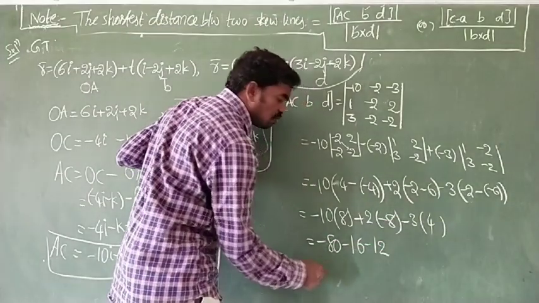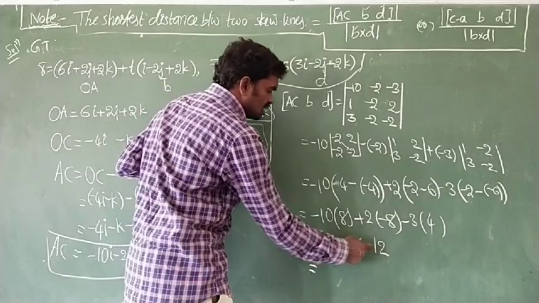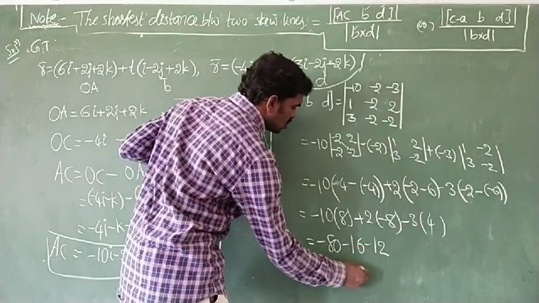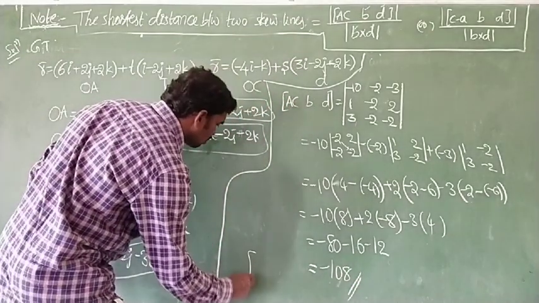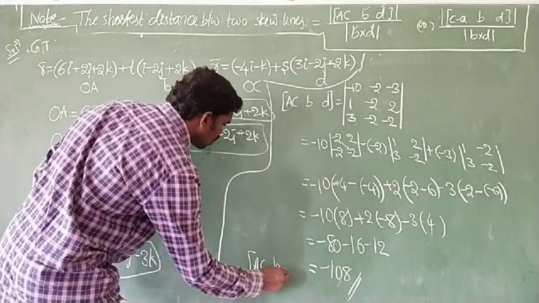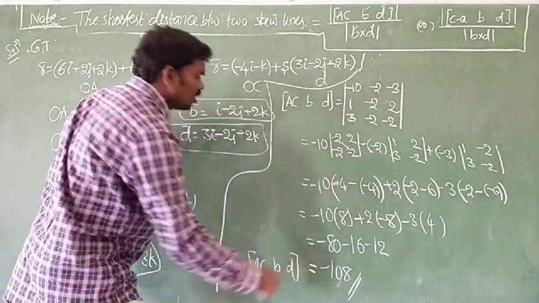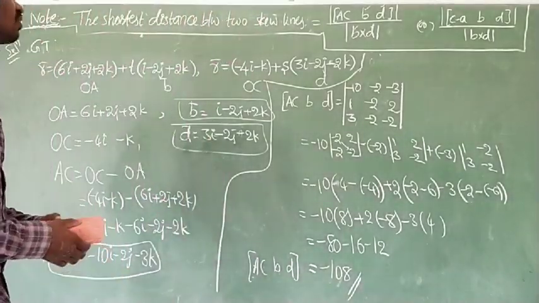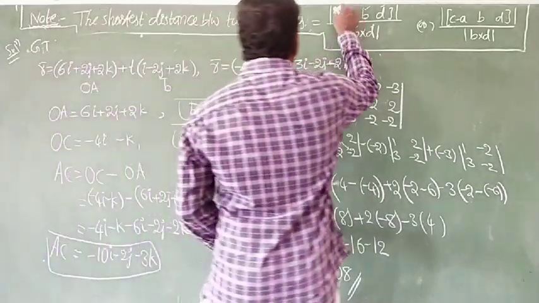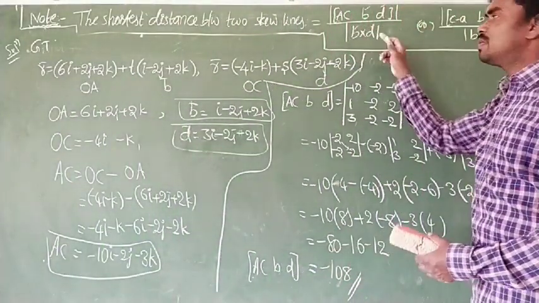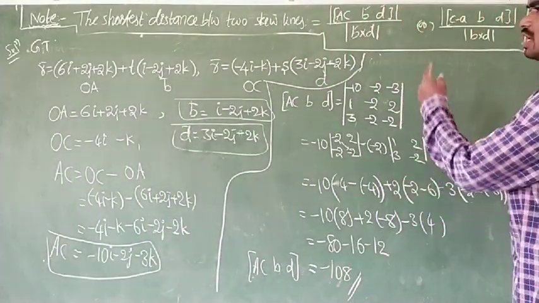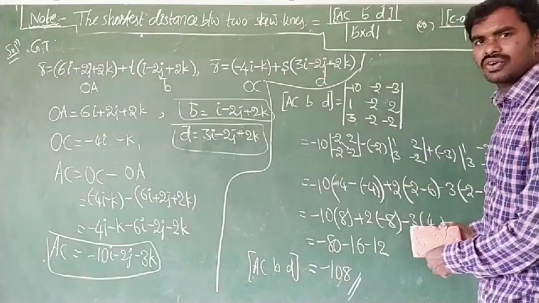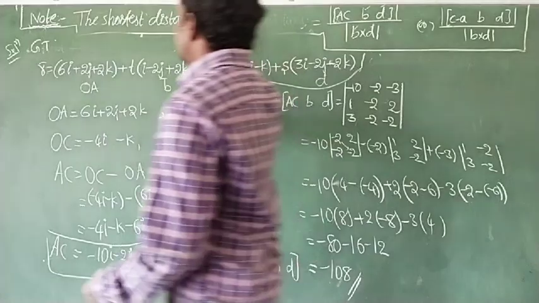So totally how much are we getting? 12, 16, 28, 80, minus 108. So please remember the answer also. Box AC small b small d is equal to mod minus 108. Next, what do we have to find? This numerator we got. Next, what is b cross d? After finding b cross d, we can write the answer. Is it clear up to here? Okay. Can I remove this?